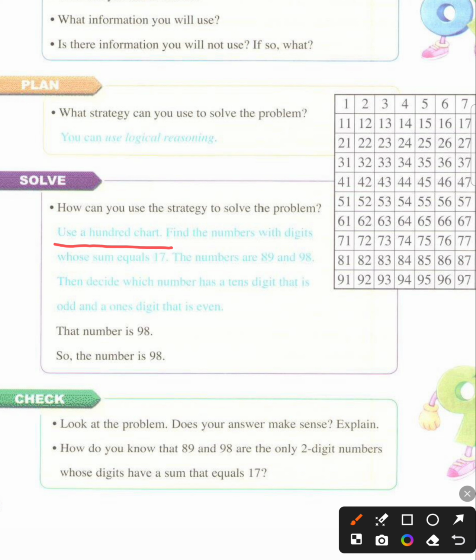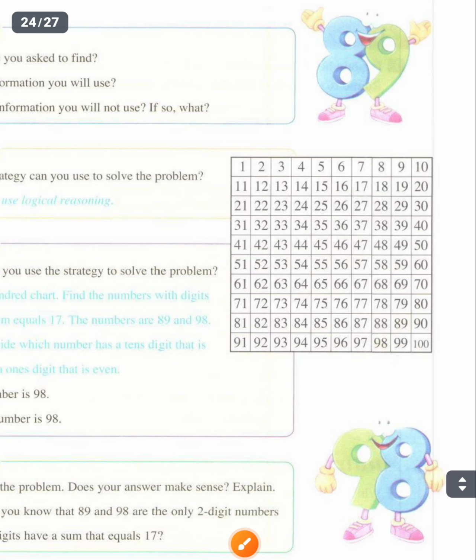Find the numbers with digits whose sum equals 17. The numbers are 89 and 98. Then decide which number has a tens digit that is odd and a ones digit that is even. And you can find that the number is 98. And we had 98. Why?